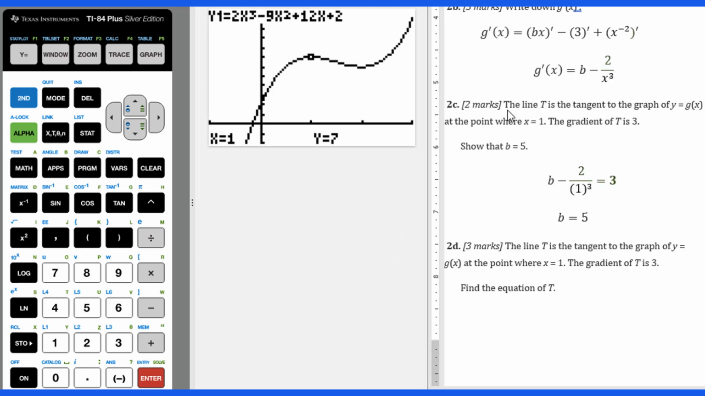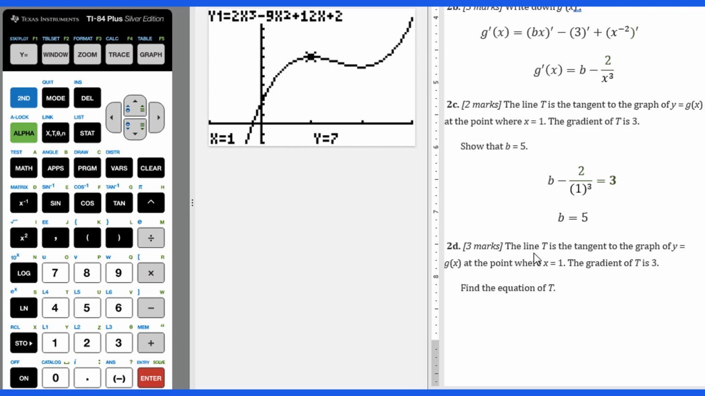For 2c, the line t is a tangent to the graph y equals g of x at the point where x equals 1. The gradient of t is 3. Show that b equals 5. When you talk about the tangent, that means the first derivative. So we put x equals 1 into the first derivative. You will get it equals to 3. We will set up like this. Then you work out that b equals 5.